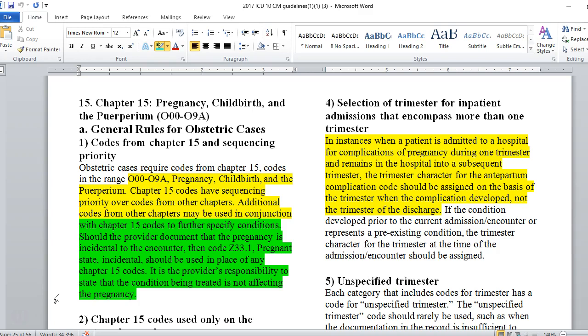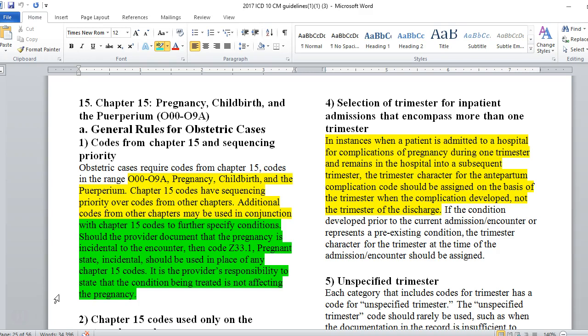Now, should the provider document that the pregnancy is incidental to the encounter, then code Z33.1, pregnant state, incidental, should be used in place of any Chapter 15 codes. It is the provider's responsibility to state that the condition being treated is not affecting the pregnancy. So this means everything is not connected in any way to mom's pregnancy.